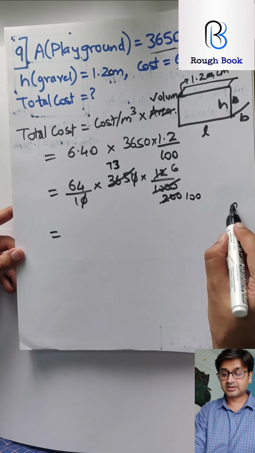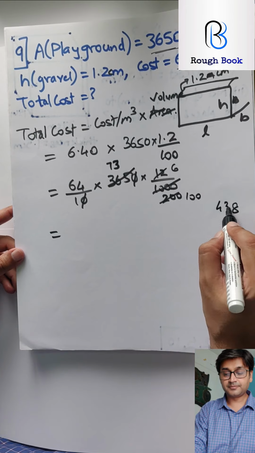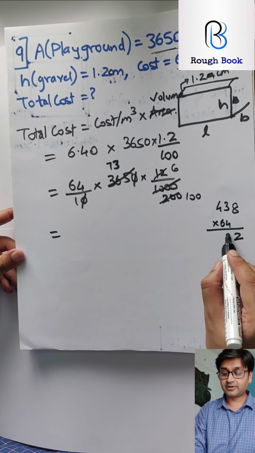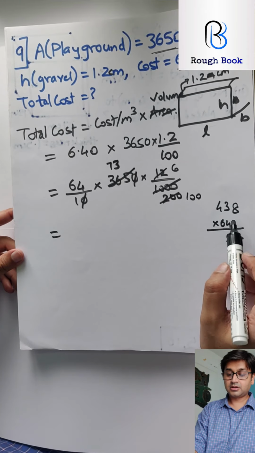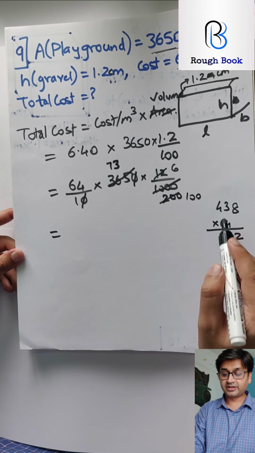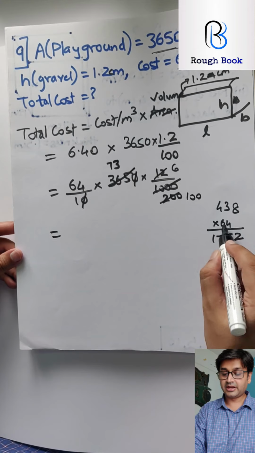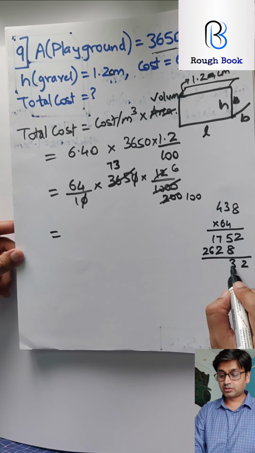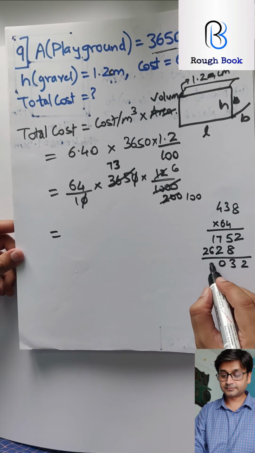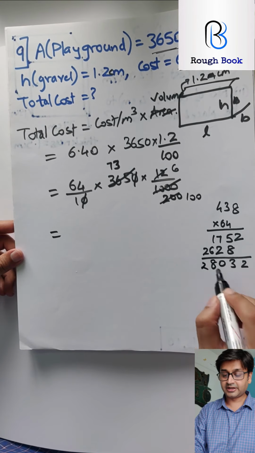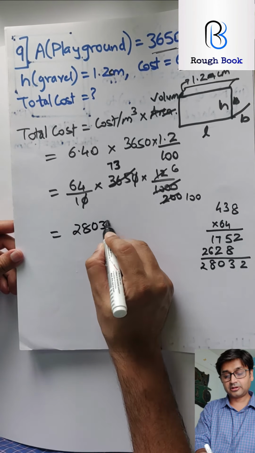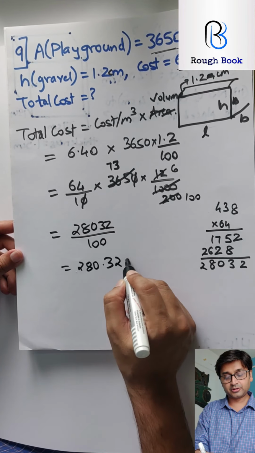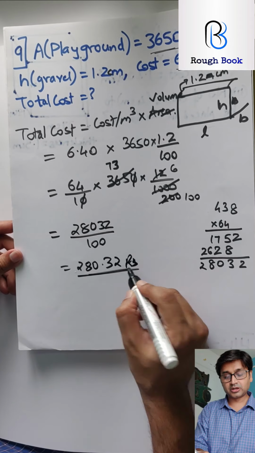So let's multiply. 6 3s are 18, 43 into 64. 6 4s are 24, 12 plus 3 is 15, and so on through the multiplication. So 28032 divided by 100. So 280.32 rupees. That should be the total cost.